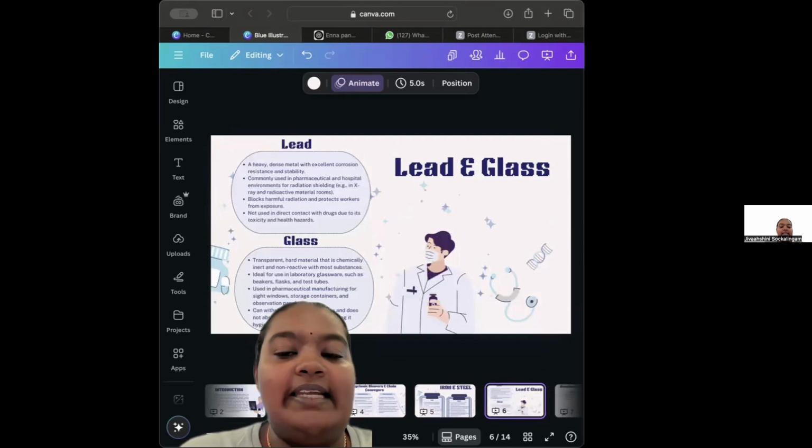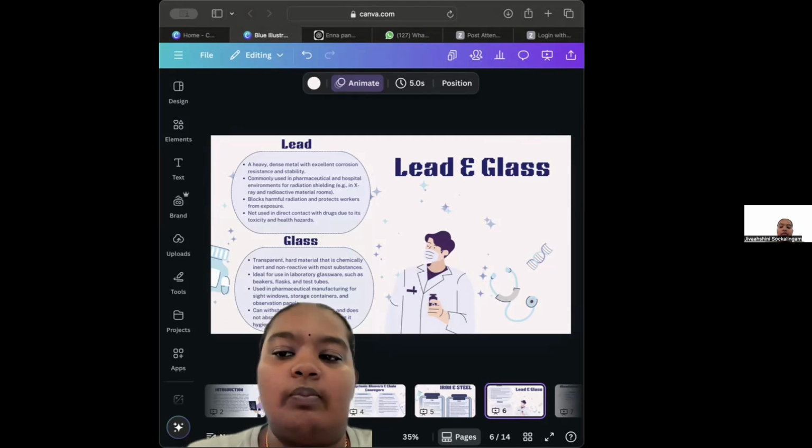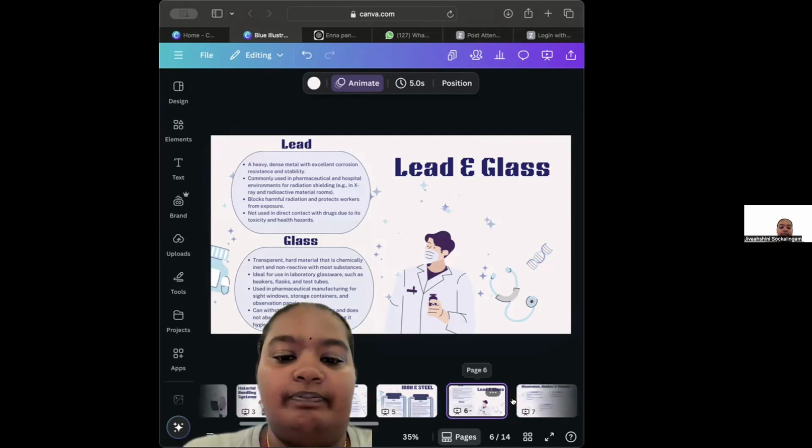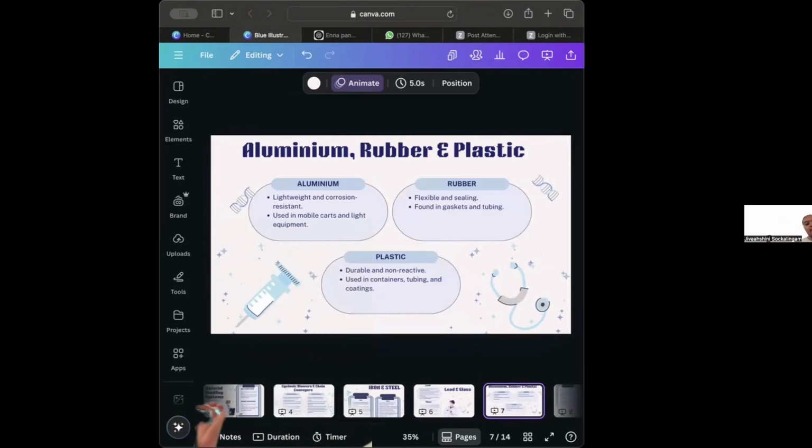So let's move on to lead and glass. Lead is another important material. It's heavy, corrosion resistant, and mainly used for radiation shielding in places like X-ray rooms or labs working with radioactive substances. It's not used directly with drugs, but it's vital for safety. Glass, meanwhile, is a very stable and transparent material. It does not react with chemicals, which is why it's used for lab equipment, containers, and inspection windows in processing machines. So next slide, I will pass to Yuka.